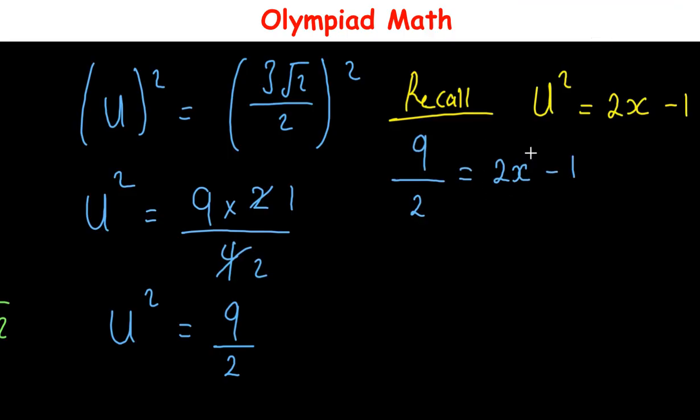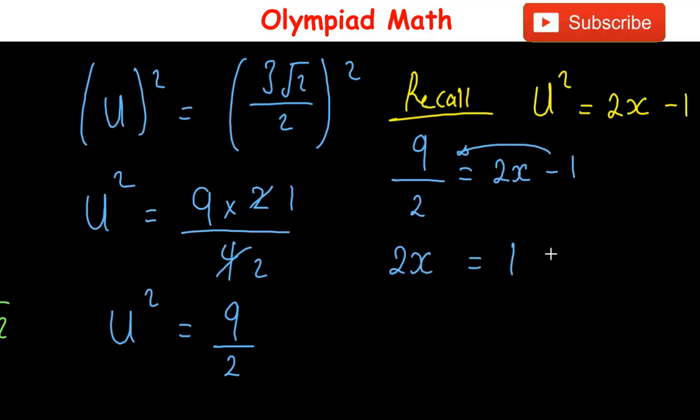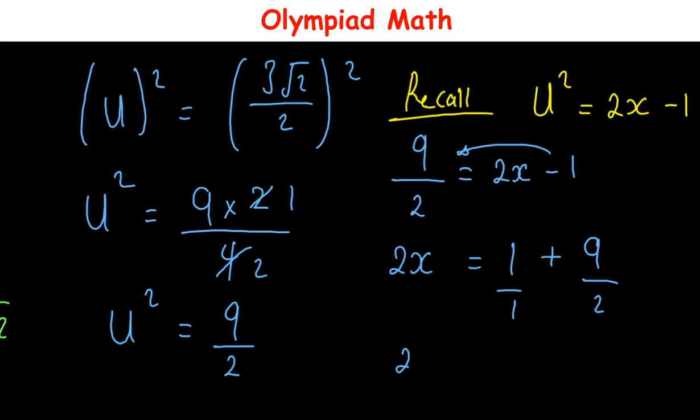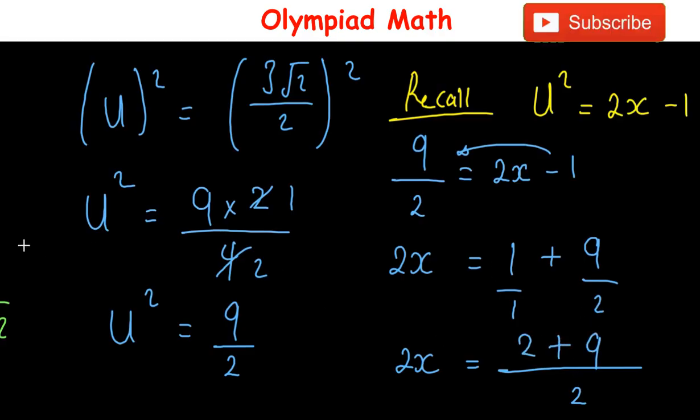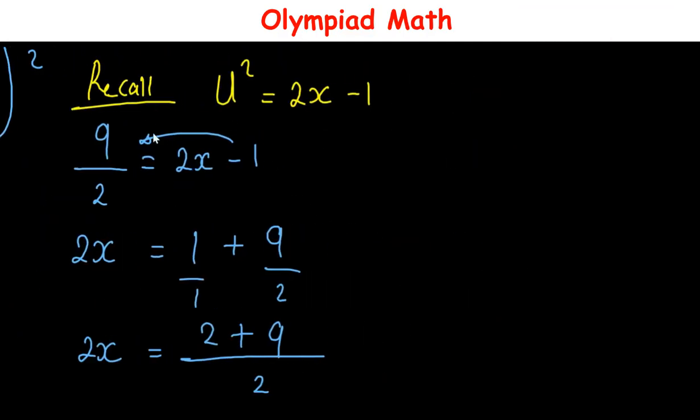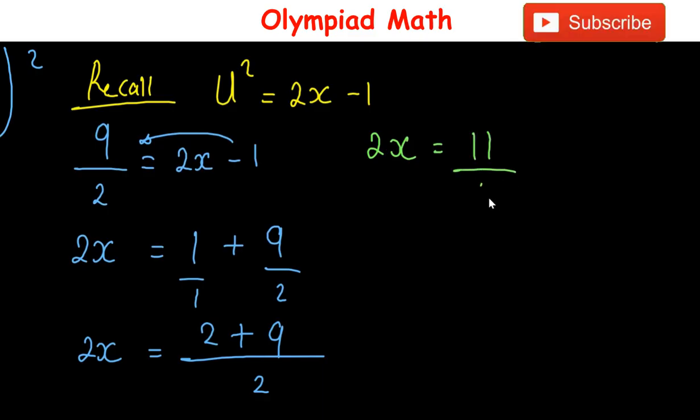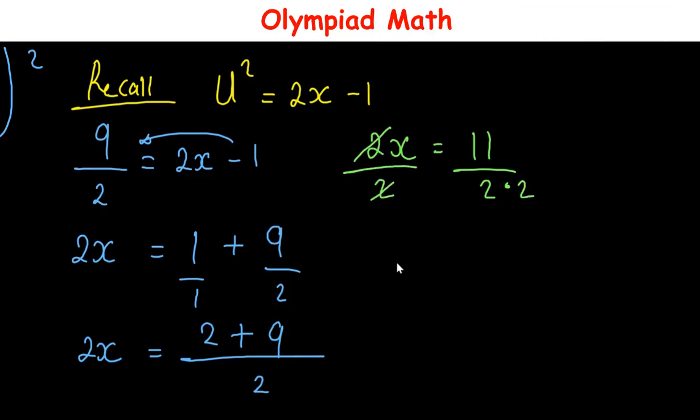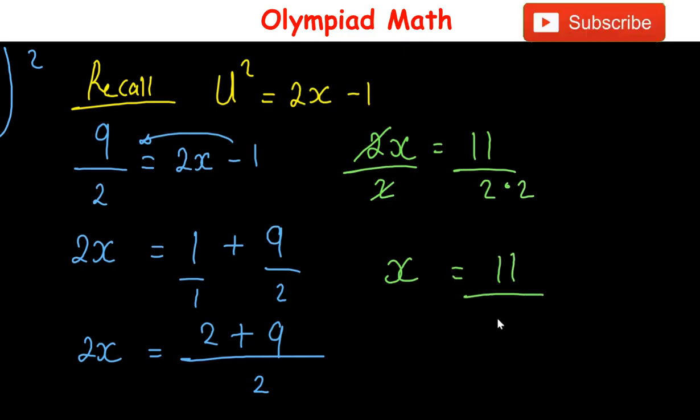And with this, if we move minus 1 over to this side, 2x is equal to 1 plus 9 over 2. 1 can be written as 1 over 1, so 2x is equal to, the LCM of 1 and 2 is 2. 2 divided by 1 is 2, 2 times 1 is 2, plus 2 divided by 2 is 1, 1 times 9 is 9. And with this, we have 2x is equal to 2 plus 9, which is 11 over 2. Then divide both sides by 2. The value of x is equal to 11 over 4.